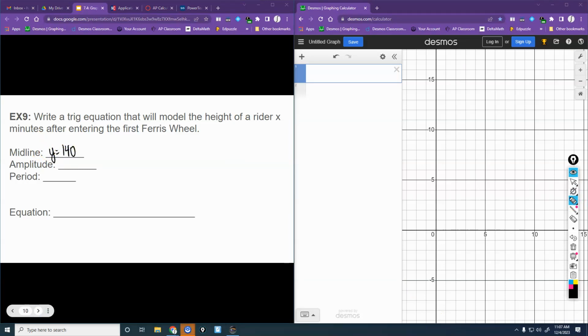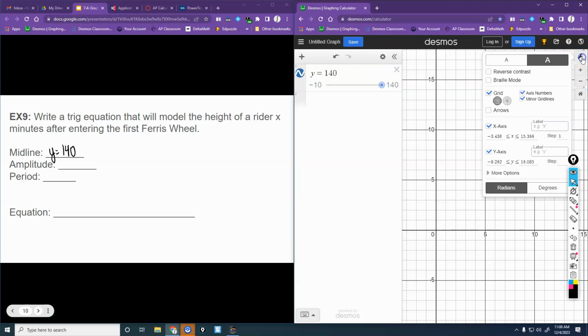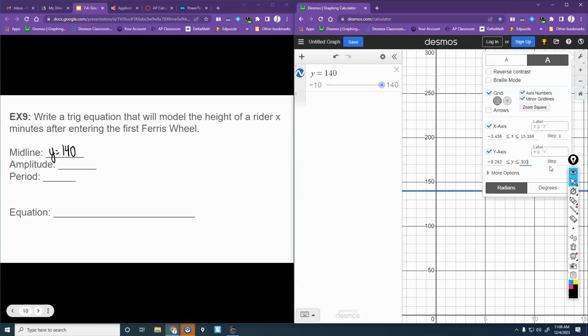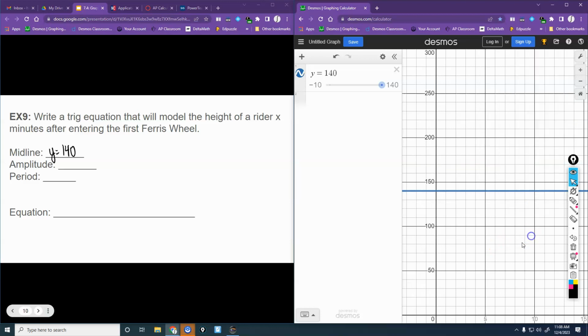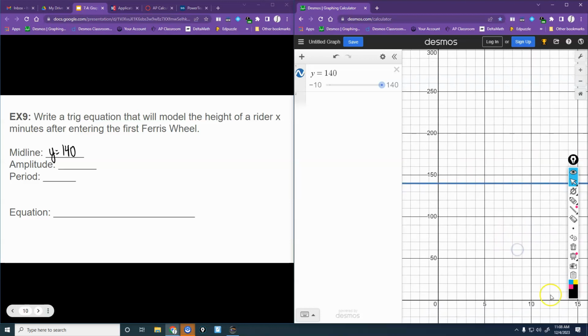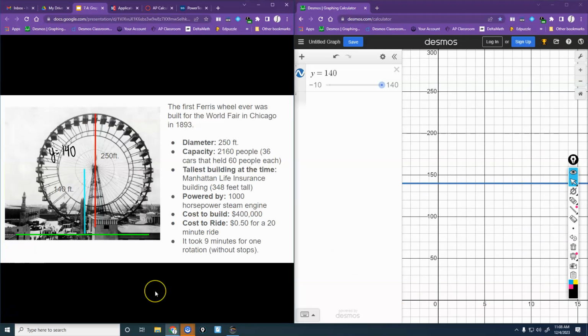Okay, let's go over here. Let's graph y equals 140, and let's get our window where we can see it. I'm going to hit the wrench right here, and I need my y-axis to go up to well over 140 because that's our midline. So let's do like 300. That might be enough. Okay. All right. What would the amplitude be here?